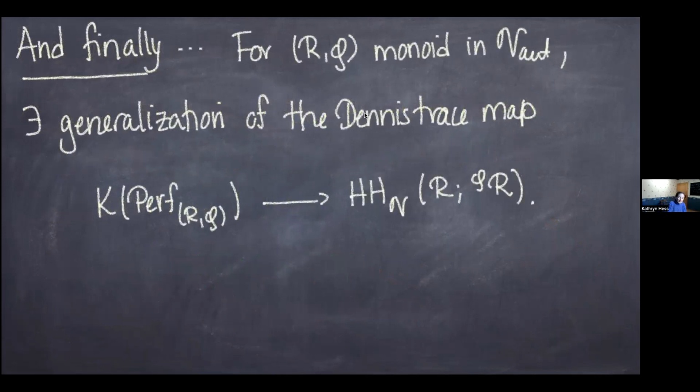Finally, if you actually have something that is a monoid in the bicategory, there's a way you can generalize the Dennis trace map. If you think about what it means to be a perfect module over this object R phi, you'll see that it has something to do with thinking about automorphisms over R phi. And there's the usual Dennis trace map. You can go via automorphisms and then endomorphisms and use the usual trace map and end up here. This gives you a generalization of the Dennis trace map, which then opens the door to using trace methods as well in this equivariant context.